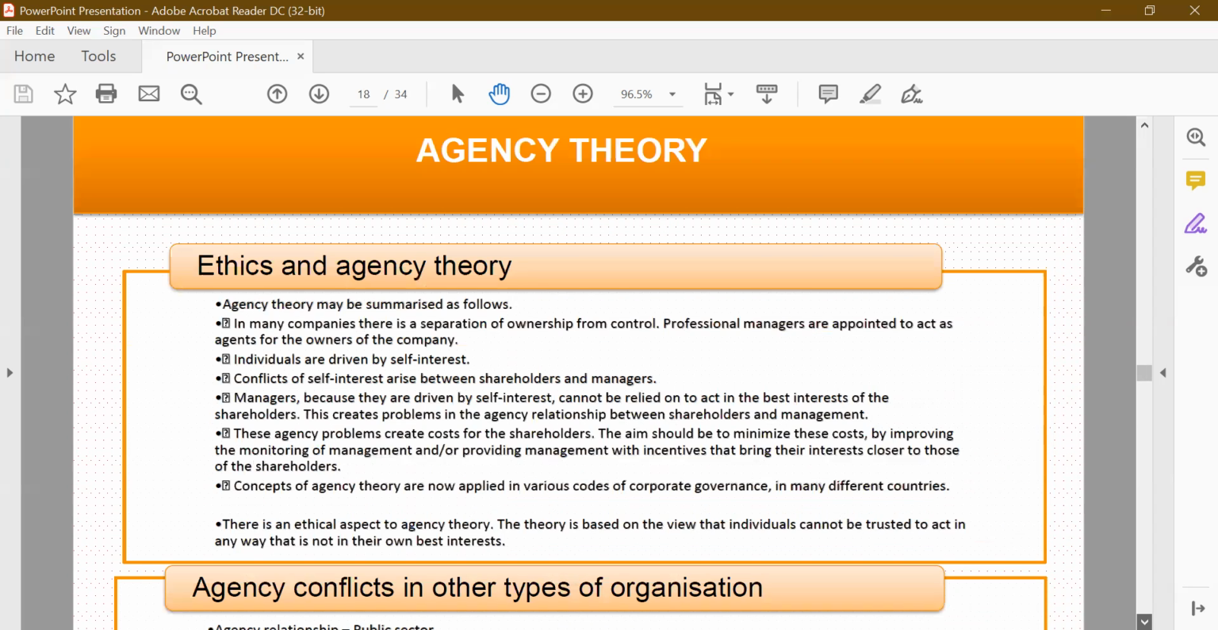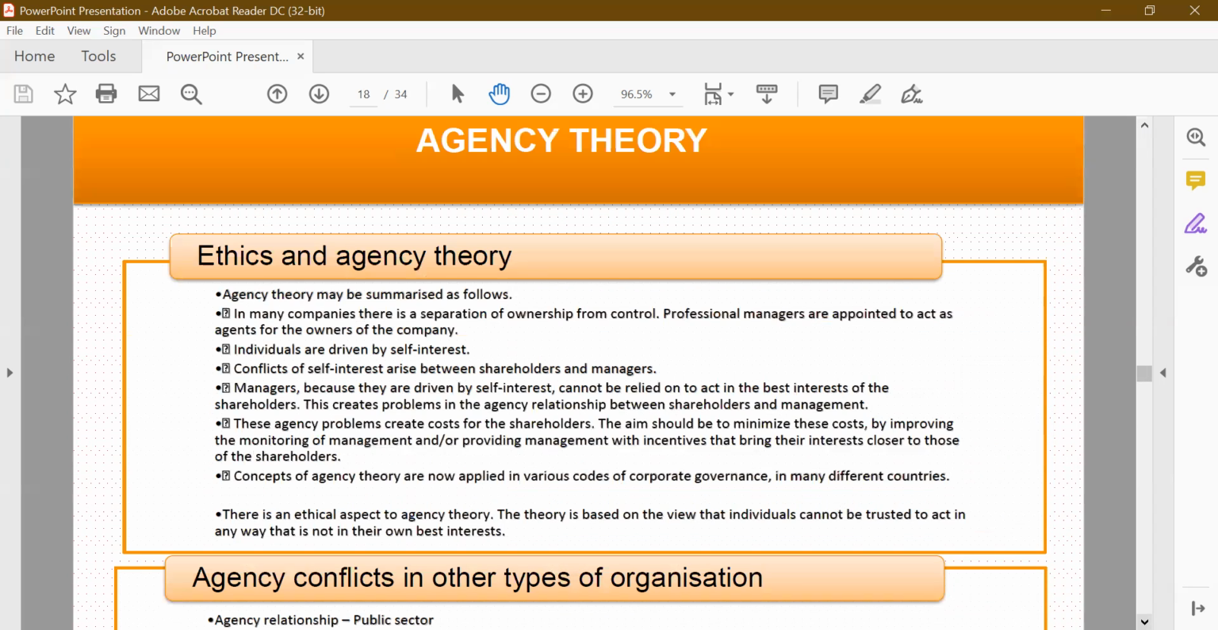Now let's move on to ethics and agency theory. Agency theory may be summarized as follows. In many companies, especially large companies, there's a separation of ownership from control. Professional managers are appointed to act in the best interest of the company. Individuals, as we all know, we as human beings are driven by self-interest. We seek our own interest first. Conflicts of self-interest arise between shareholders and managers.